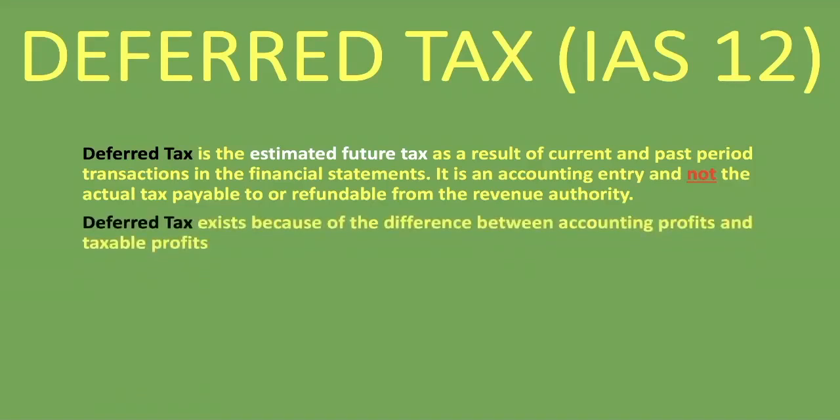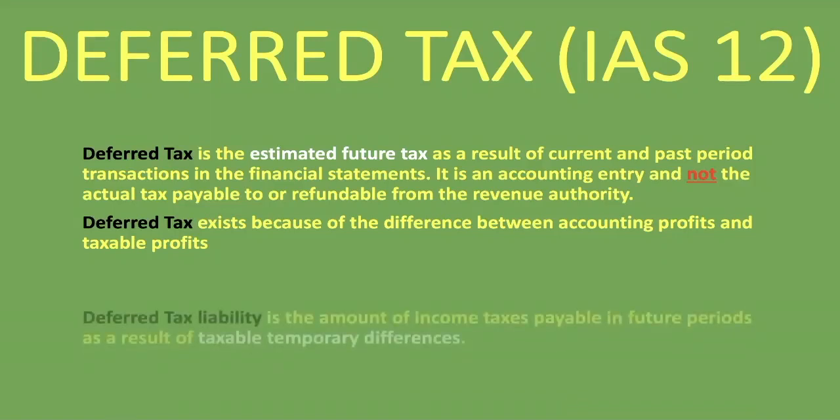Deferred tax exists because of the difference between accounting profits and taxable profits. Remember, the profits we consider based on accounting standards from which we calculate the tax expense may not be the same as the profits that the tax regulation will allow.